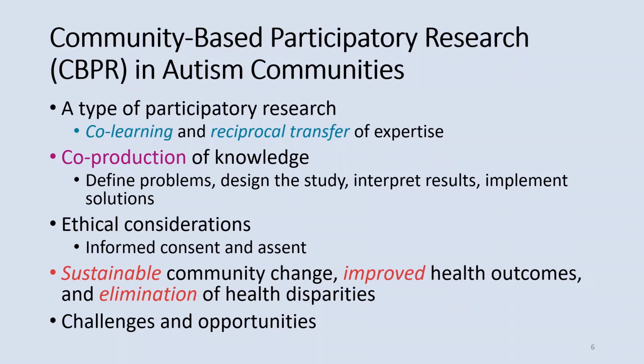CBPR stresses mutual respect and shared decision-making. It recognizes the community as a unit of identity and emphasizes the local relevance of public health issues. Autism communities bring about ethical advantages such as enhanced informed consent procedures and greater attention to the community's values and interests. CBPR often results in interventions or strategies that are tailored to the unique characteristics and needs of a specific community. The goal is sustainable community change, improved health outcomes, and the elimination of health disparities.